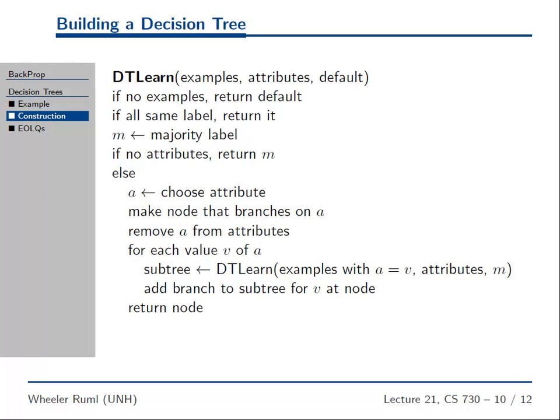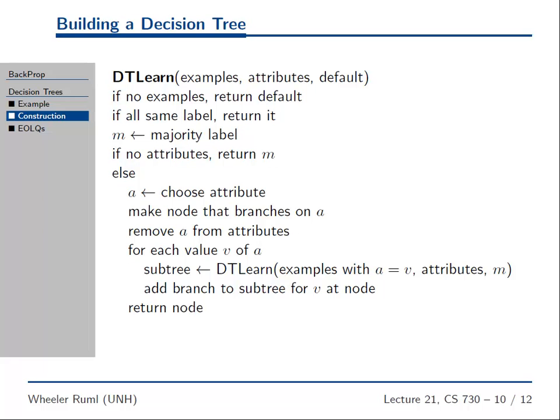Otherwise, we have a heterogeneous set and we have some attributes to branch on. So we're going to build a decision tree. We're going to build a branching node. We're going to pick some attribute and branch on it. And this is the only complicated part. Well, first, how do you choose the attribute? And I'll talk about that in the next slide.